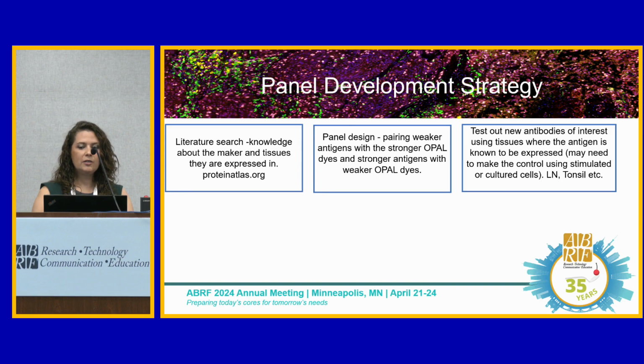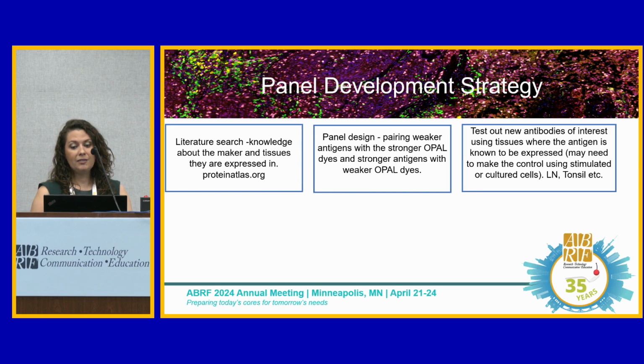We usually test out these new antibodies of interest using tissues where we know this antigen is going to be expressed. So investigators or your core will have to have access to a wider range of tissues. Typical control tissues that we use are lymph node, tonsil, spleen. But we'll also test out the antibodies in the particular cancer that this person is investigating.